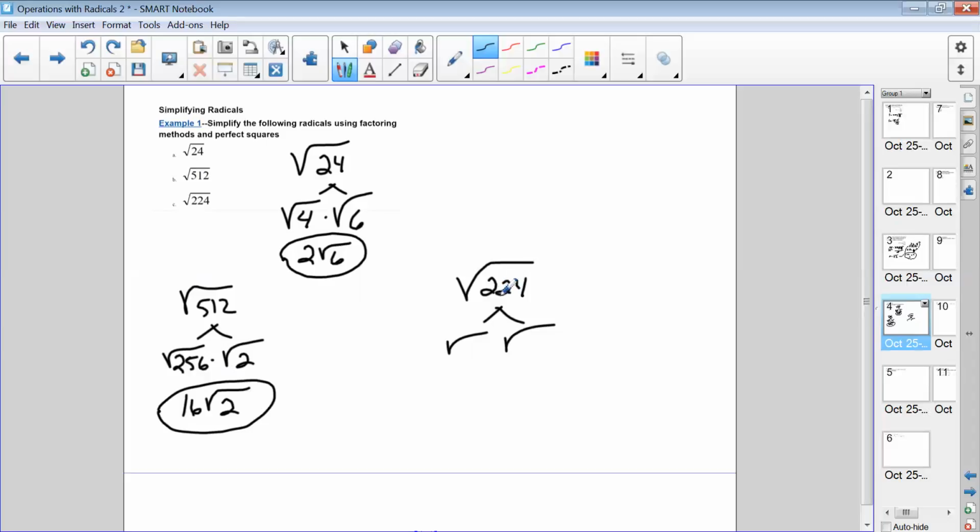224 could simplify to the square root of 16 times the square root of 14. Square root of 16 is a perfect square, and it's going to be 4. And for the square root of 14, the radicand of 14 is composite. It's not prime, but there are no other factors of 14 that would be a perfect square. So here would be our simplified forms of the radical.